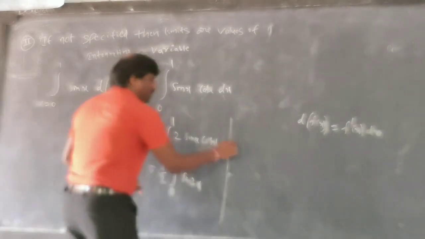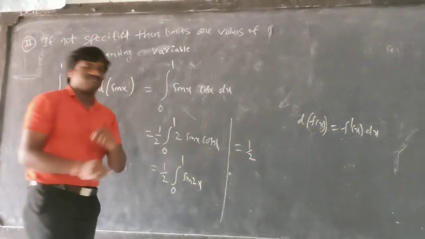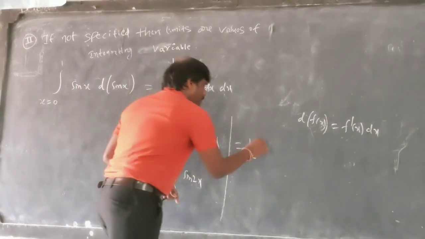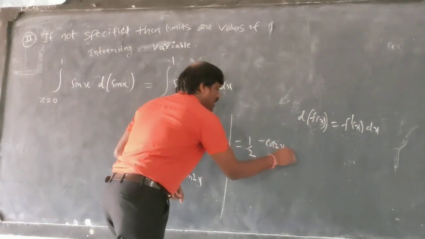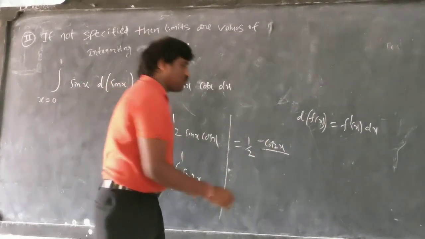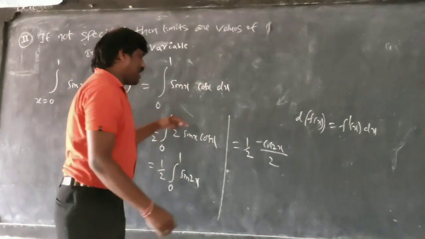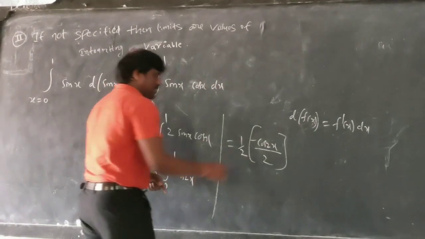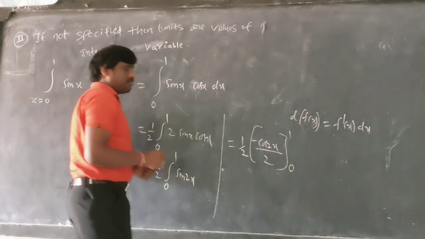Okay. This is equal to 1 by 2. What is the integration of sin 2x? The integration of sin 2x is minus cos 2x, and divide by the coefficient. What is the coefficient of x? We have to divide by 2. And the limits, apply the limits here. We are going to apply the limits 1 and 0.